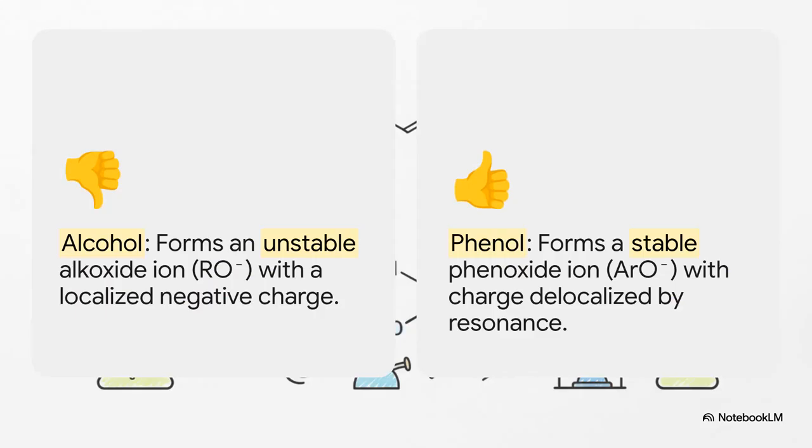Okay, if there is one question you can bet on seeing, it's this one. Why are phenols so much more acidic than alcohols? The answer, in one word, is stability. When phenol loses a proton, it forms the phenoxide ion. And that ion is super happy because it can spread that negative charge all around the benzene ring. That's resonance at work. The alkoxide ion from an alcohol can't do that, so it's much less stable.